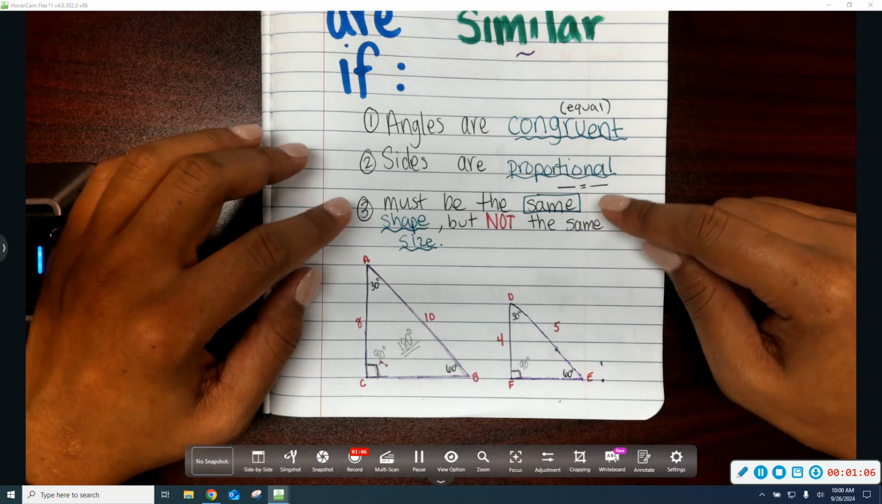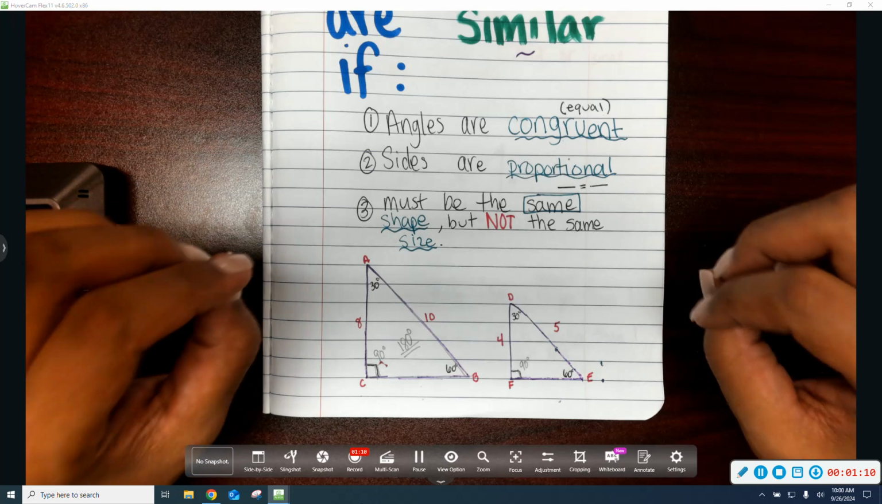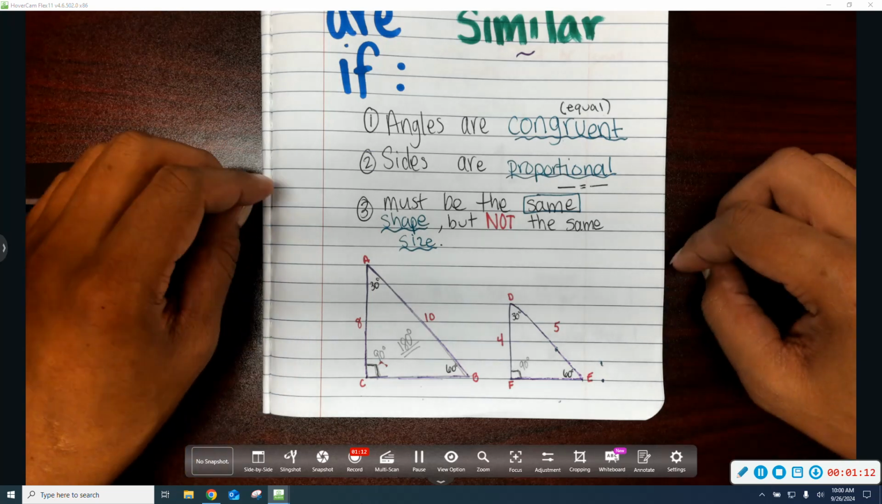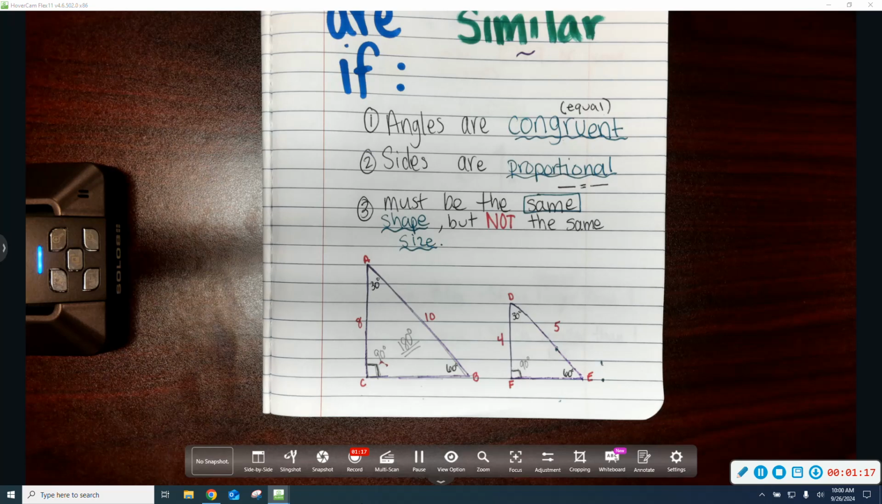Finally, 2 shapes are similar if they are the same shape but not necessarily the same size. Same shape but different sizes.